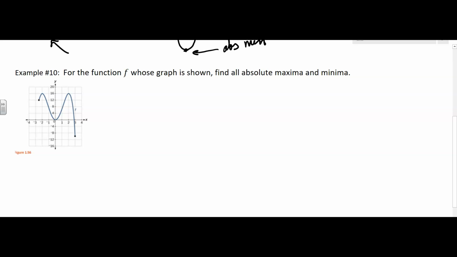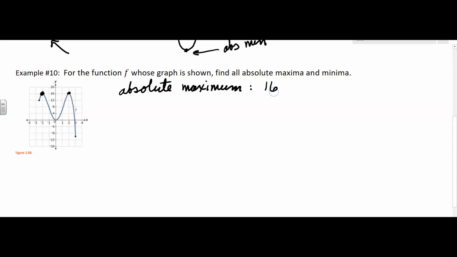And you can say, well, I see some local maxes and mins. Is there an absolute maximum? Let's start with the maximum. Is there a highest point? And if so, what is that highest point? Well, there's actually two of them, right? There's one right there and one right there. They both have an output of 16. That is the highest output for this graph. So it's 16. That's the absolute maximum.